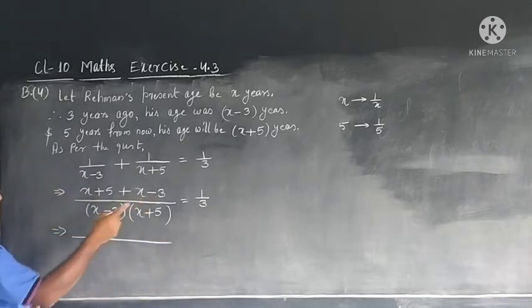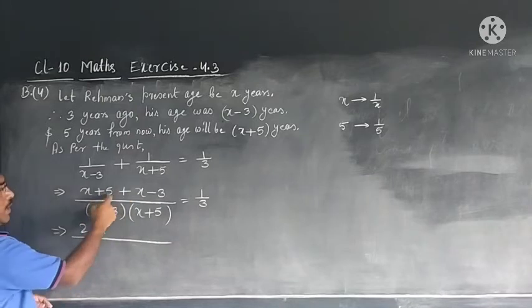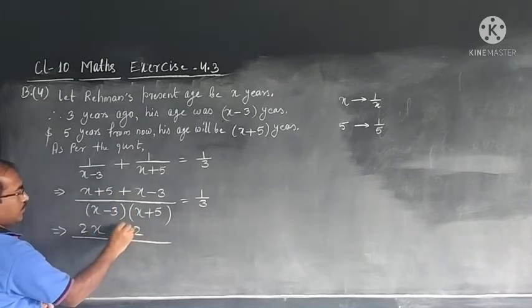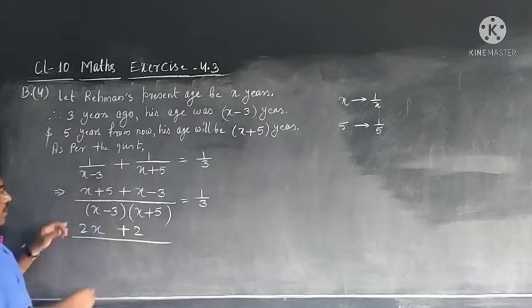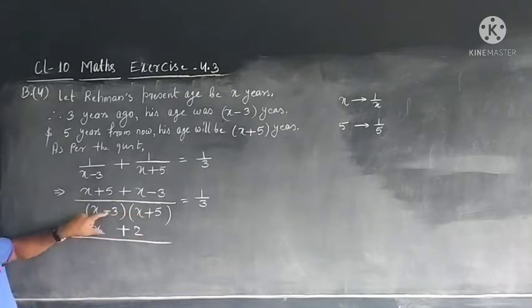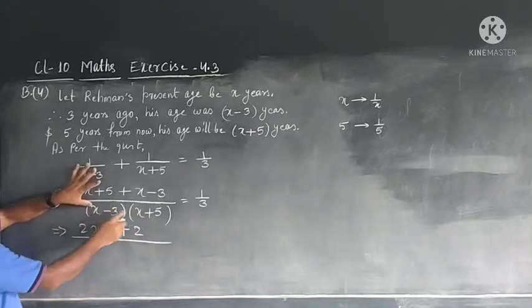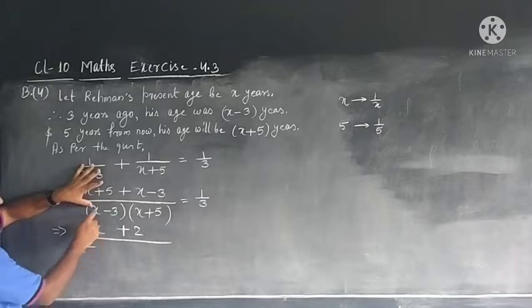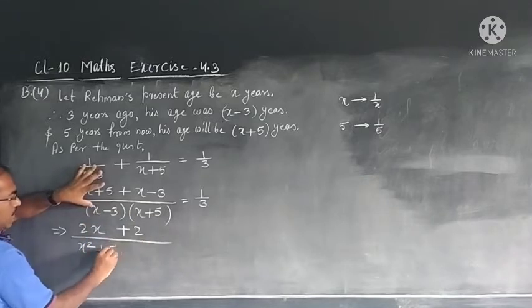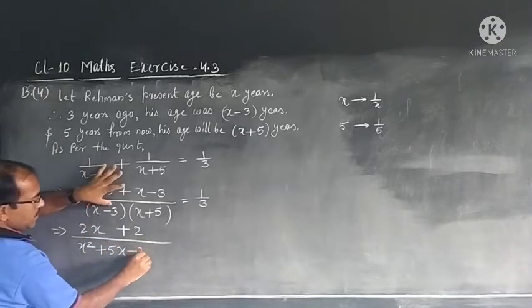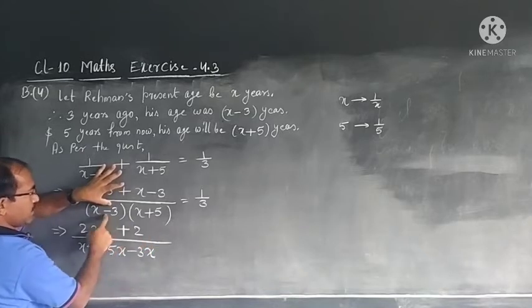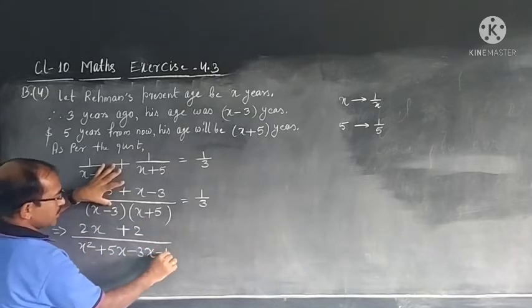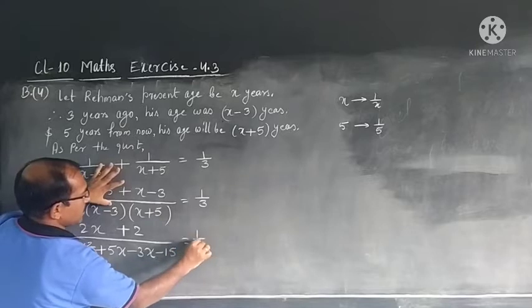We look at the step and we work. x plus x is 2x, 5 minus 3 is plus 2. In the denominator, what do we see? Multiply these two binomials. Let us multiply. It is easy: x into x is x square, x into 5 is plus 5x, minus 3 into x is minus 3x, minus 3 into 5 is minus 15, equal to 1 by 3.